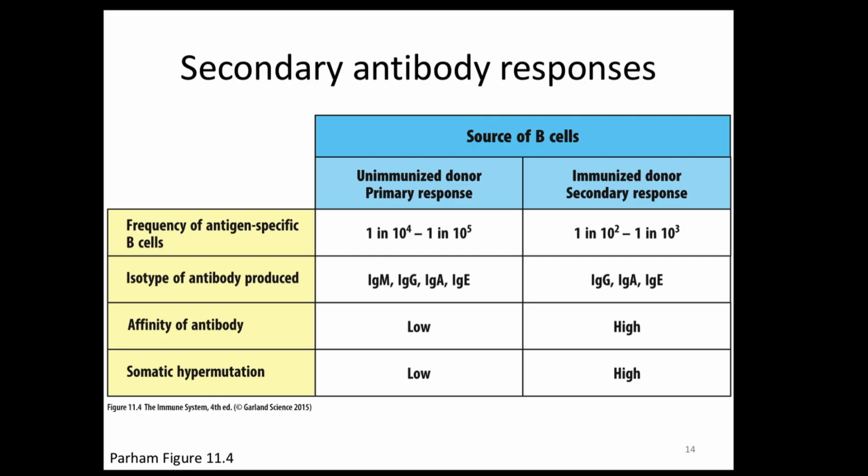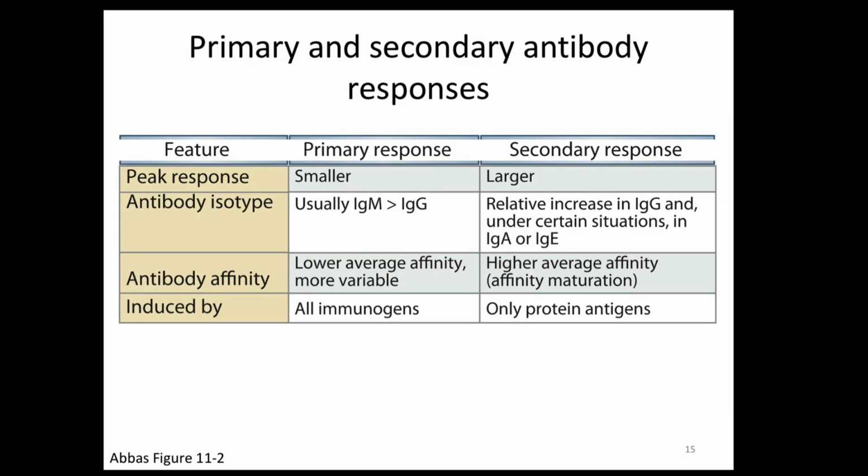So you can also see this here. The first response is usually smaller. The second response is usually larger. The first response is usually IgM. The second response is mostly G. The first time around, you have this low affinity. The second time around, you have high affinity.